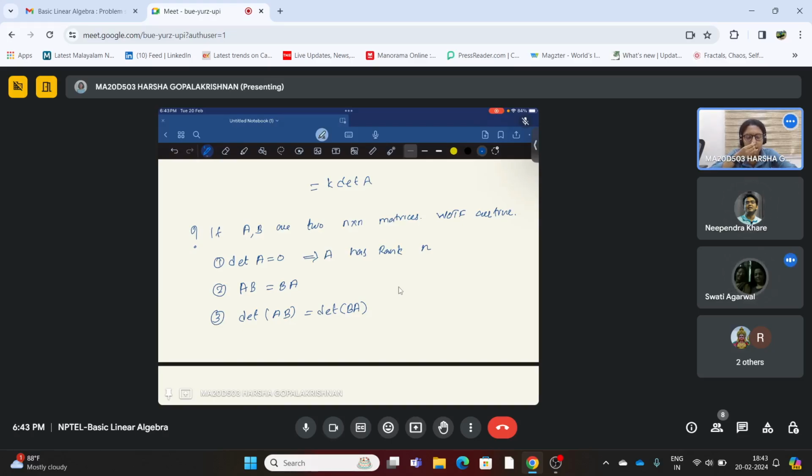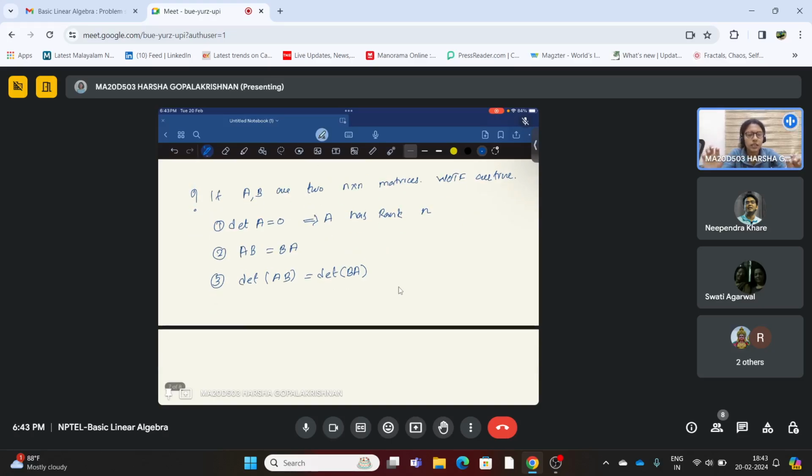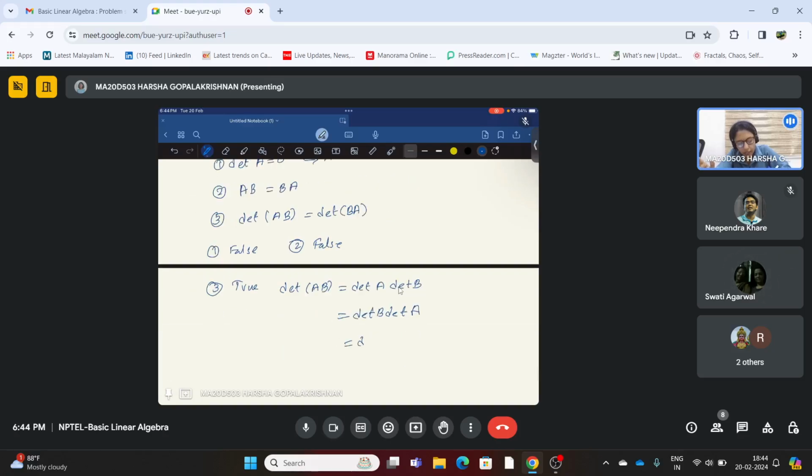This is false, because we told A has rank n means A is invertible, or determinant of A is non-zero. So clearly the first one is false. What about the second one? Second also false. Matrix multiplication is not commutative. And what about the third one? It is true, because determinant of AB we can split as determinant of A into determinant of B. This is the same as determinant of B into determinant of A, which is our determinant of BA.